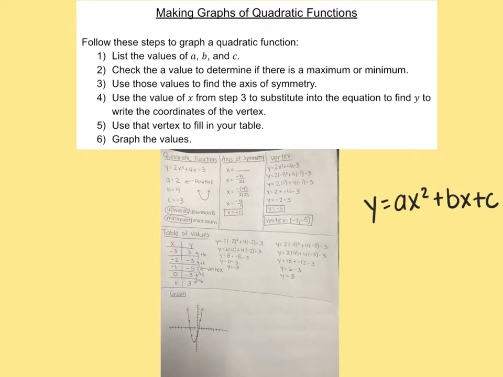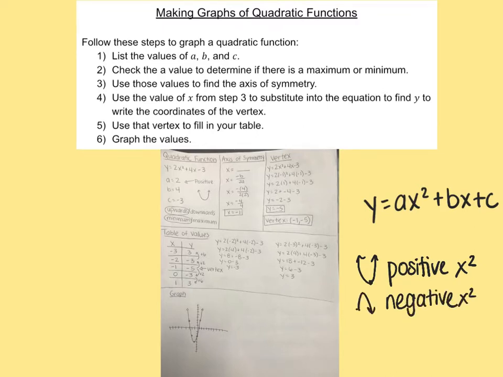In step 2, check the a value to determine if there is a maximum or minimum. So in this case, if you remember from yesterday, if we have a positive x squared, that means that it is a happy graph and we'd have a minimum. Or if we have a negative x squared, that means the graph is sad and we would have a maximum. So in this case, the 2 is positive, meaning that we have a happy graph. It is a positive 2x squared, so it opens upwards, and that means we have a minimum.